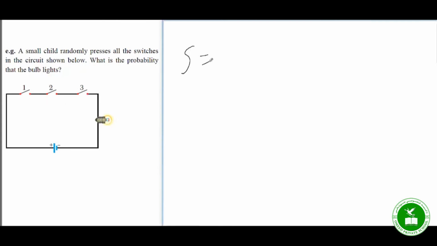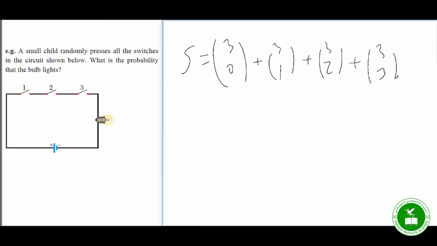The number of sample space will be the combination of: if none of the switches are open from these three, plus if one of them is open from these three, plus if two of them are closed from these three, plus if all three of them are closed from these three switches. In this case, if we calculate them, we will get 8. So the number of sample space will be 8. There are 8 different possible cases for these three switches.